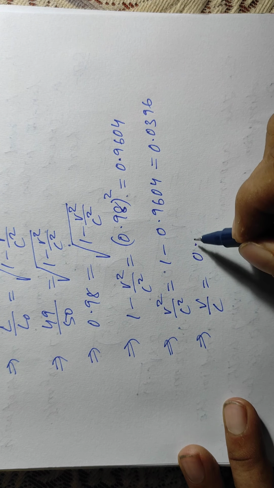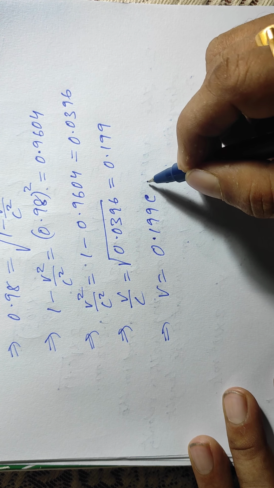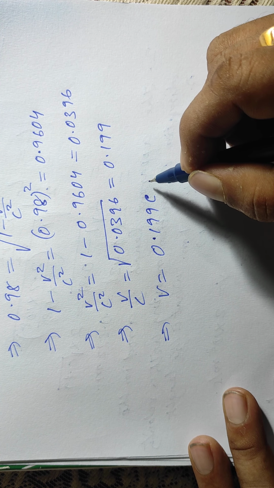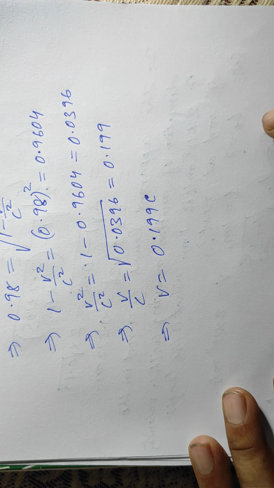So the square root of 0.0396, the value of this one is 0.199. Clear? Now V is equal to how much? 0.199 C. You can write like this, or you can put the value of the speed of light also. You will put the value of light, then you will get the answer. Okay, so that is the value of V. Clear? Let us see another question.